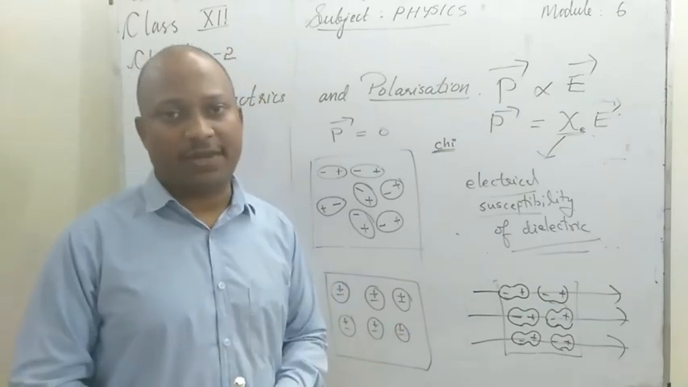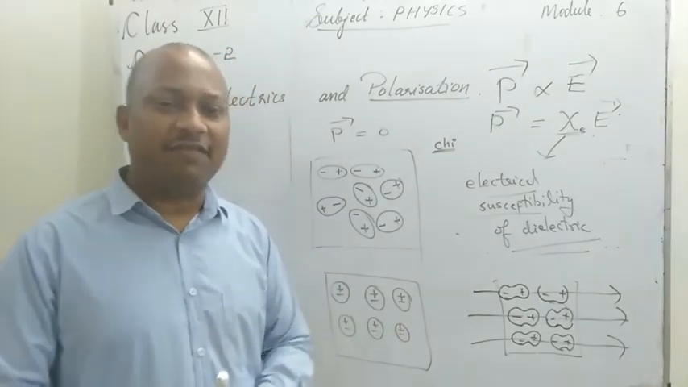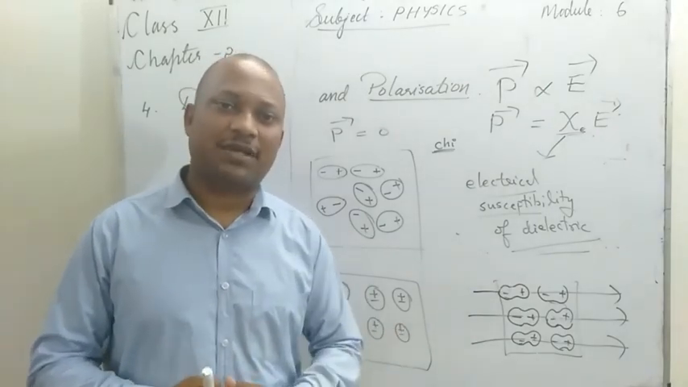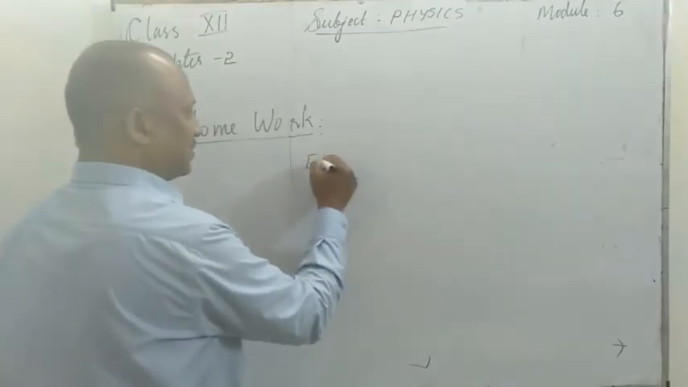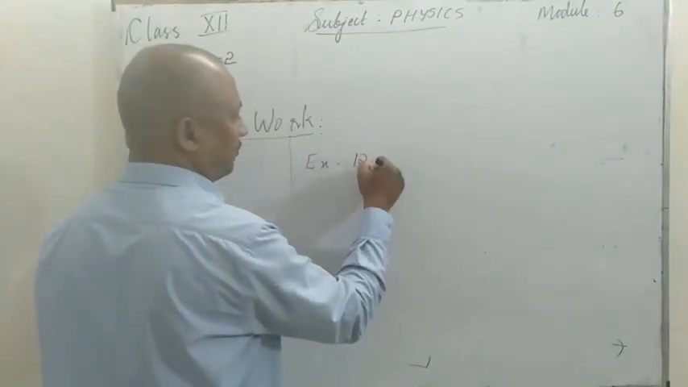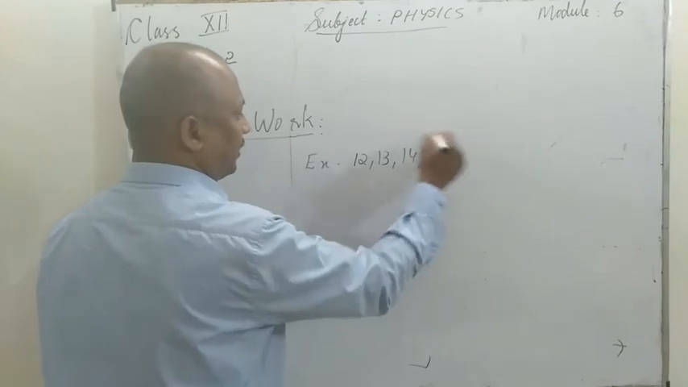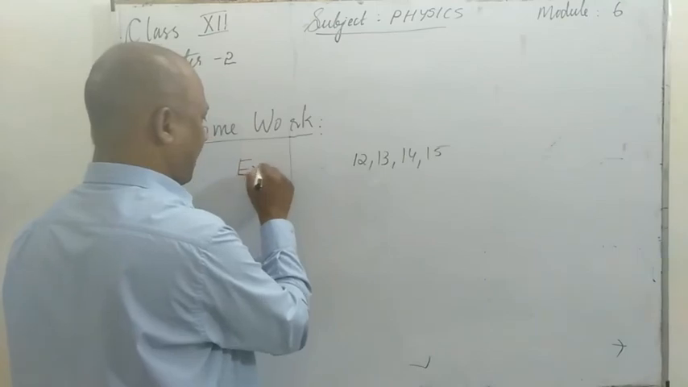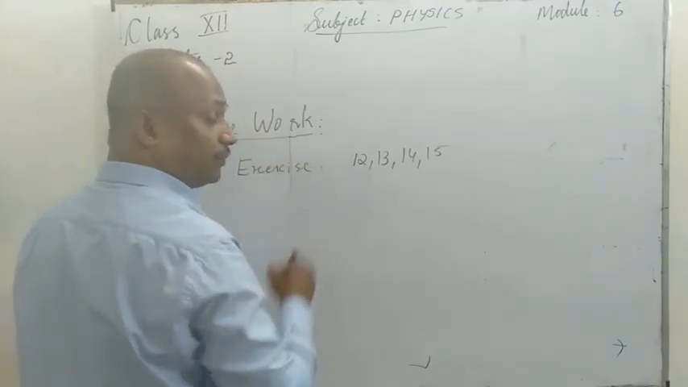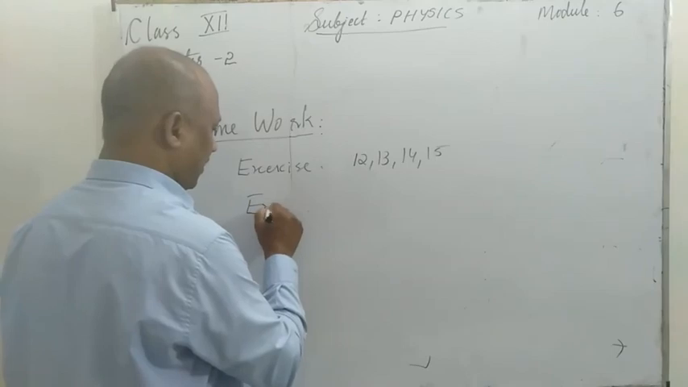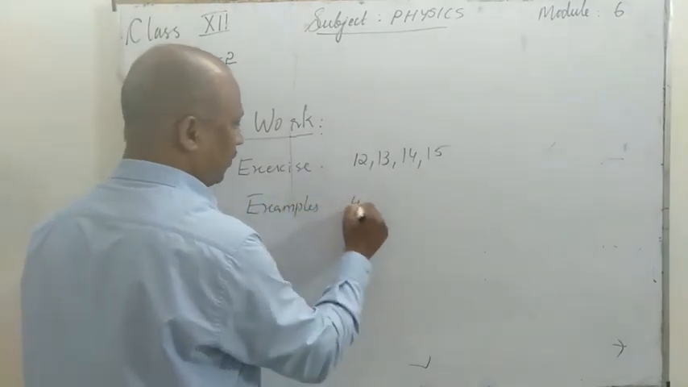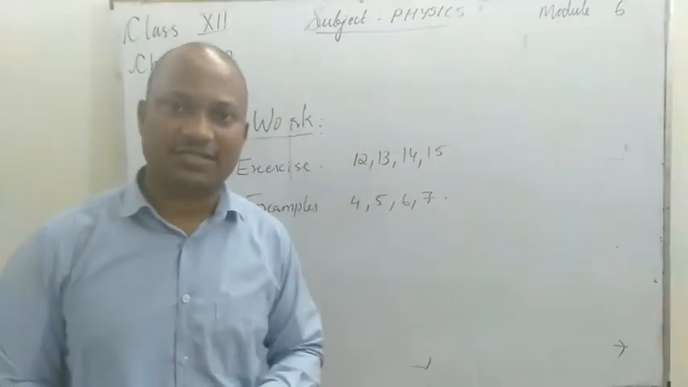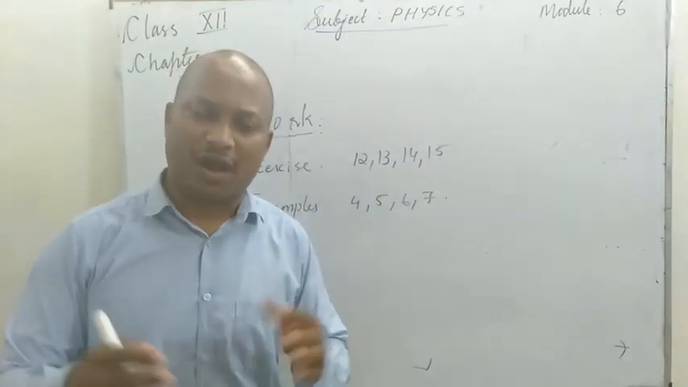So that's all about this topic, and in order to clarify whatever you have learned so far, you have to do some questions in the exercise. Questions number 12, 13, 14, 15 from the exercise at the end of the textbook, and examples 4, 5, 6, 7. So do these 8 questions to get your topics clarified.